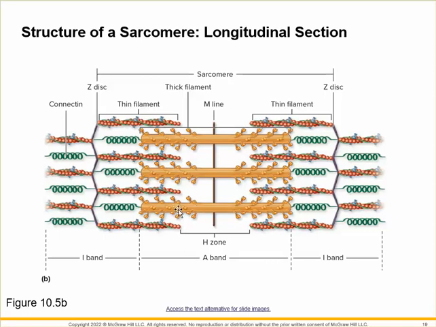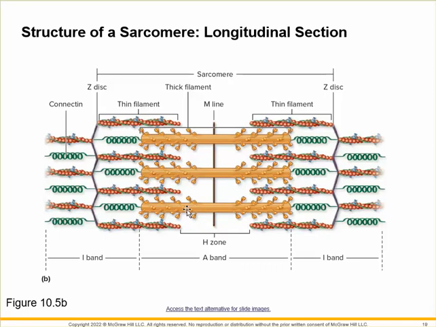From here to here, it goes thin filament, thick filament, thin filament, thick filament, thin filament, thick filament, thin filament. So it's very dark here and here. In between the thin filaments, it goes nothing, thick filament, nothing, thick filament, nothing, thick filament. So it's a little bit lighter.